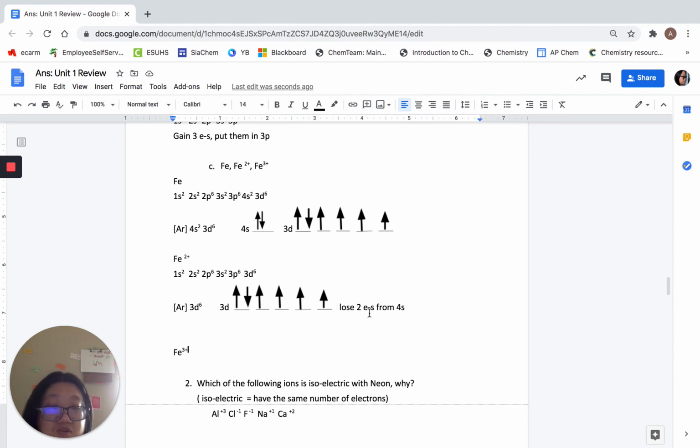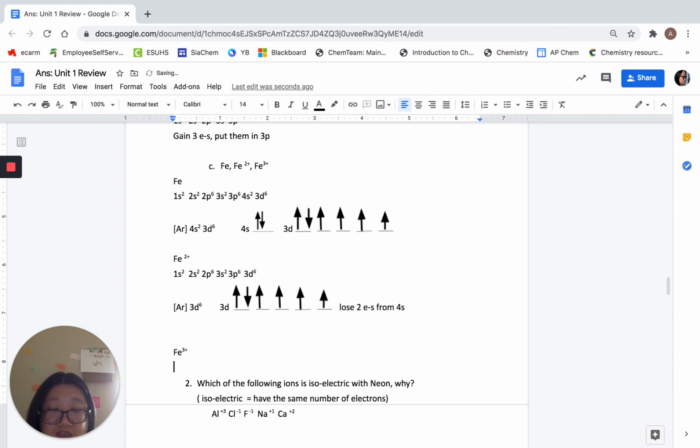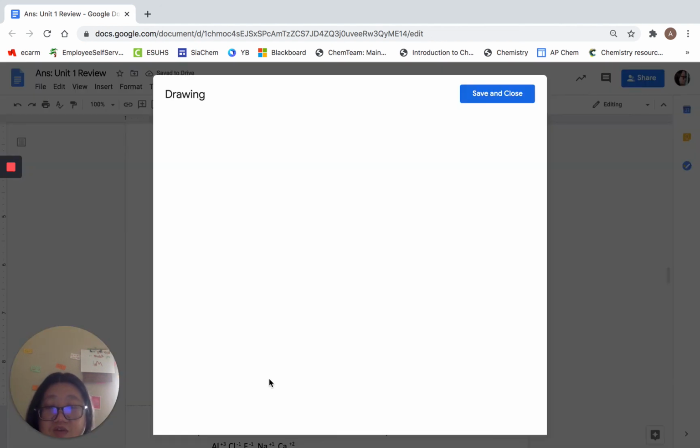It's gonna lose from 4s, and it's also gonna lose 1 from the 3D. Okay, so that's what is gonna happen. So Fe3 plus essentially is the same thing. It's just gonna lose 1 mole from 3D, so it becomes 3D5. And then let's try to edit this.